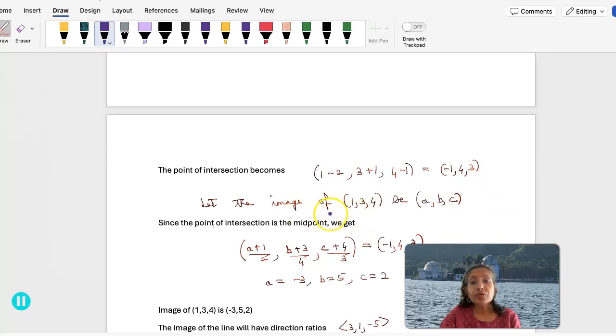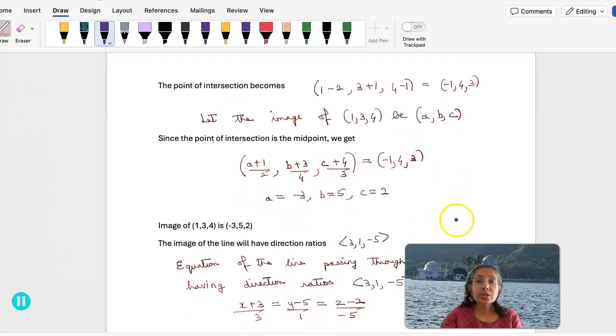Let the image of (1, 3, 4) be (a, b, c). The point of intersection is the midpoint of the point and the image. So using the midpoint formula, (a + 1)/2, (b + 3)/2, (c + 4)/2 is (-1, 4, 3). Solving, we get a = -3, b = 5 and c = 2. So your image is (-3, 5, 2).